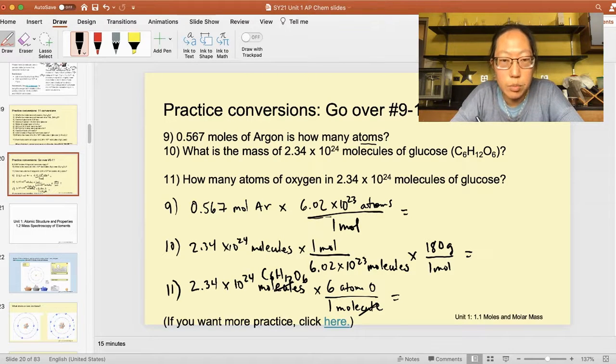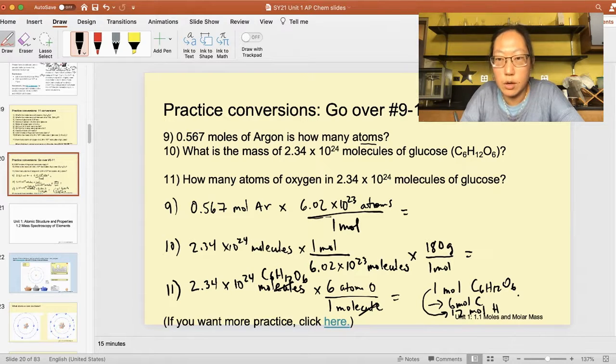The other thing that you probably never saw until this time: if we have 1 mole of C6H12O6, this will give you 6 moles of carbon, right? 6 moles of carbon have to go in here to make up 1 mole of glucose. This also gives you 12 moles of hydrogen, and it also gives you 6 moles of oxygen. So those relationships are built into the 1 mole of glucose. Just like if you had 1 molecule of glucose, you have 6 atoms of carbon, 12 atoms of hydrogen, and 6 atoms of oxygen.